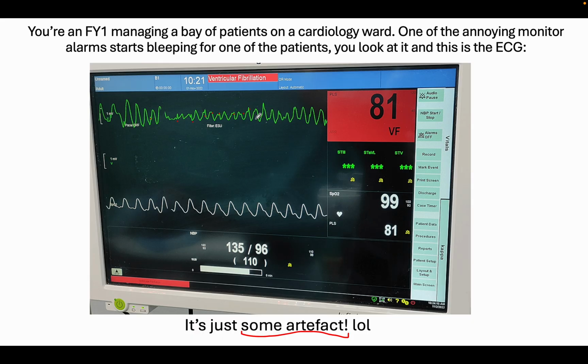And if you were in doubt, just check that the patient's breathing and hasn't cardiac arrested, but it's likely the patient's just fiddling around with the wires of the ECG, which is causing the artifact to occur. So I just thought I'd chuck that in just for some entertainment, really.